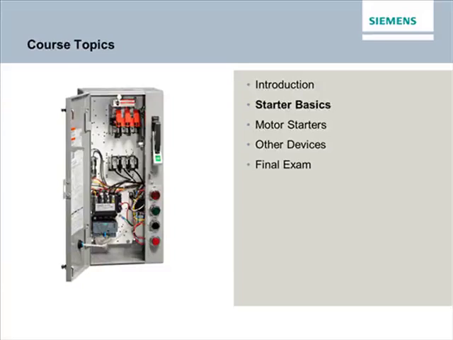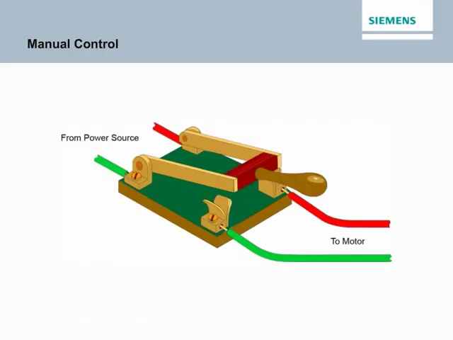This section of Basics of Controls for Construction covers basic motor starter concepts. As the name implies, manual controls are devices that are operated by hand. A simple knife switch, like the one shown here, was the first manual control device used to start and stop motors. The knife switch was eventually replaced by manual and magnetic starters.